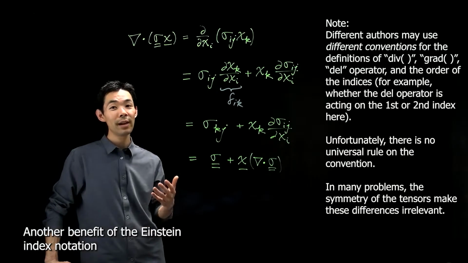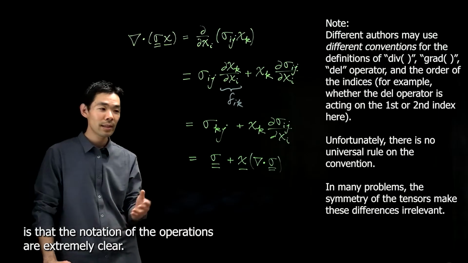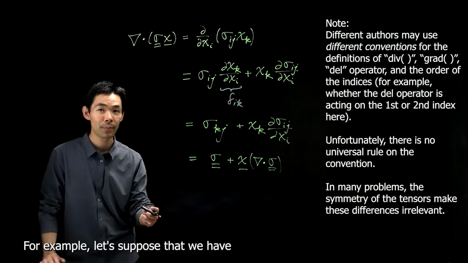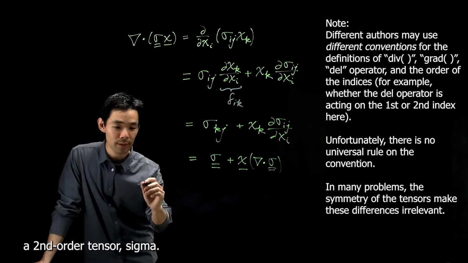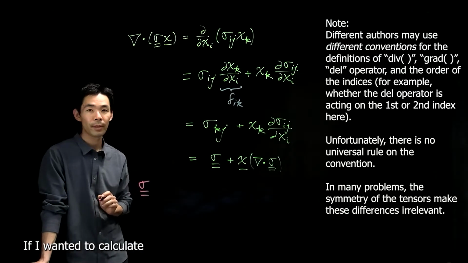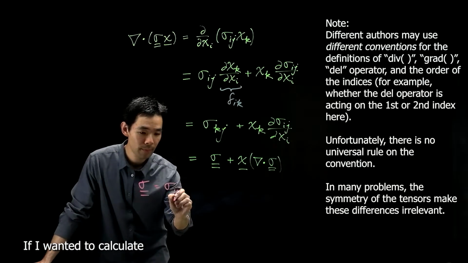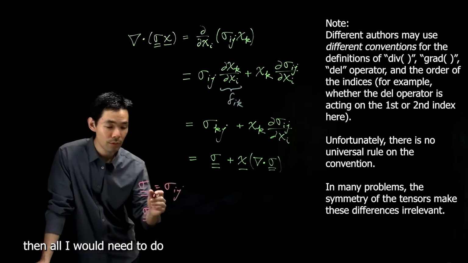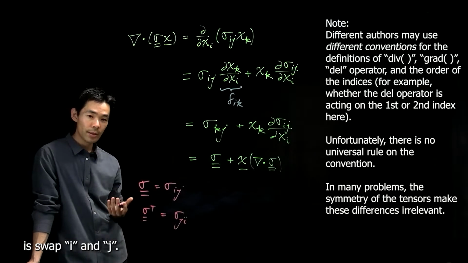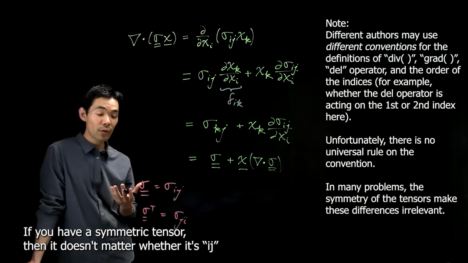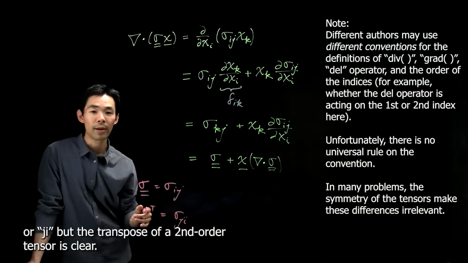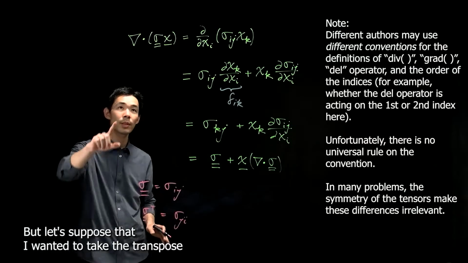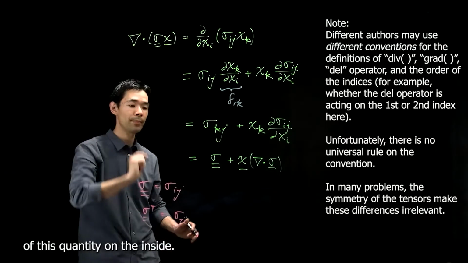Another benefit of the Einstein index notation is that the notation of your operations are extremely clear. For example, let's suppose that we have a second order tensor, sigma. Now, if I wanted to calculate the transpose of this quantity, then all I would need to do is swap i and j. If you have a symmetric tensor, then it doesn't matter whether it's ji or ij. But in any case, the transpose of a second order tensor is more or less clear. But let's suppose that I wanted to take the transpose of this quantity on the inside.